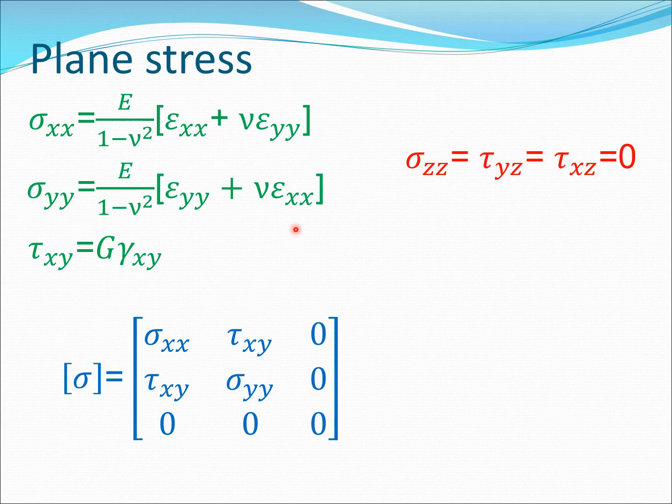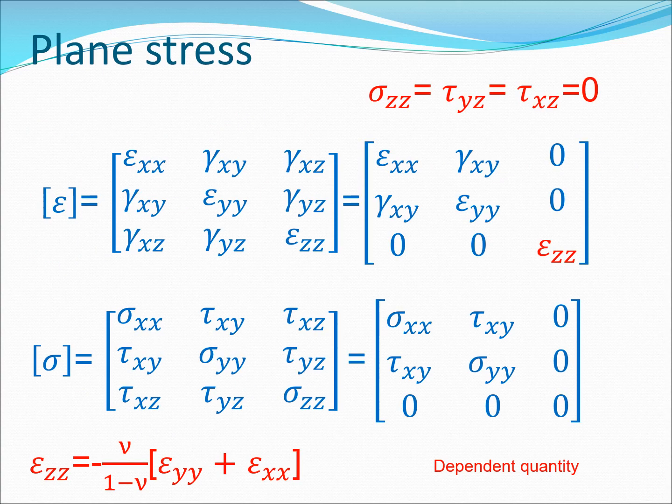So very often people think that only sigma xx, sigma yy and tau xy exist, and they are not cognizant of the fact that there are all these stresses in the z direction in many real systems. So that's something to remember, that plane stress is simply a special case of the real problem. So let's write down the equations again.